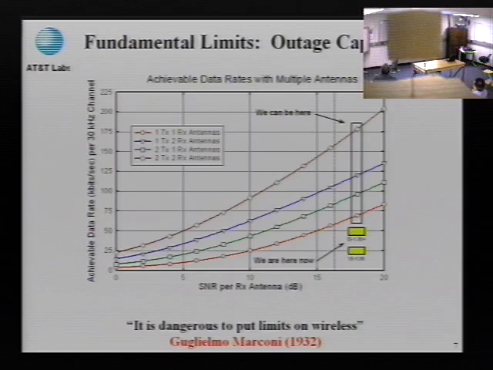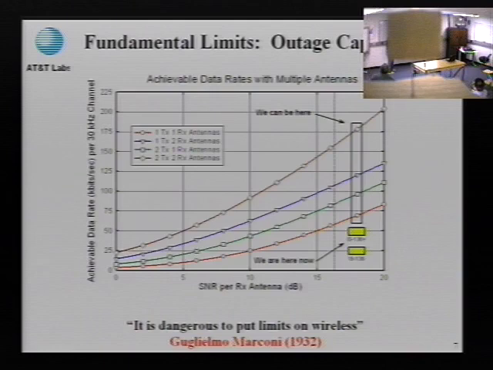What we've done here is that this is throughput. It's measured in terms of outage capacity. And so the idea here, if you have 3% outage capacity, then 97% of the time you send a frame, you get that data rate. So 3% outage is a good curve to draw for real-time services like voice. So this is a 3% average curve.